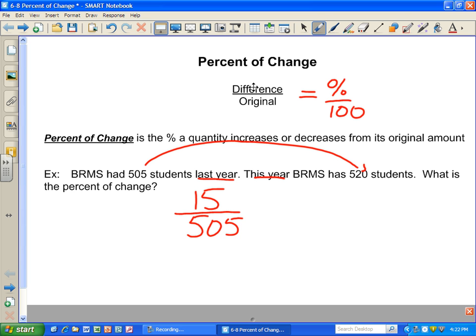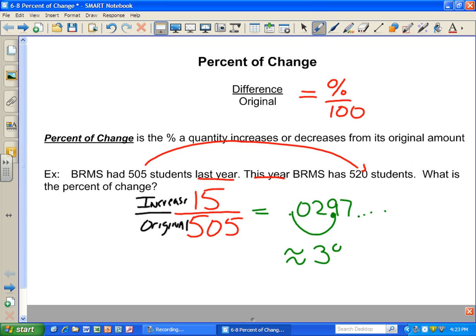So the 15 represents the increase, and this represents the original. So you have your fraction. If you have a calculator, you could just divide it. And we would get a decimal that looks like this. And it keeps going and going. So you have to move that decimal twice. And then I want you to round it to the nearest whole number. So that would mean that it would be about a 3% increase.